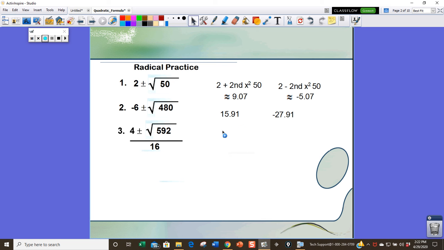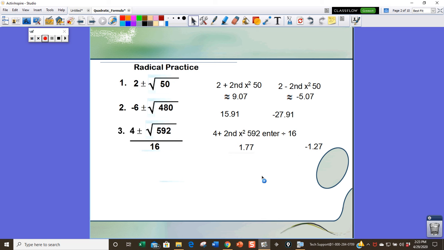In this one, you're going to have to do the top first. So just like we did on this one up here, you do 4 plus the square root of 592. Then you have to press enter before you divide by 16. If you don't press enter, then the calculator is only going to divide the radical by 16. And according to the vinculum, we want the whole thing divided by 16. So you type that in your calculator, and you should have gotten approximately 1.77. Now go ahead and do the other one: 4 minus the square root of 592, enter, divided by 16. And you should have gotten negative 1.27.